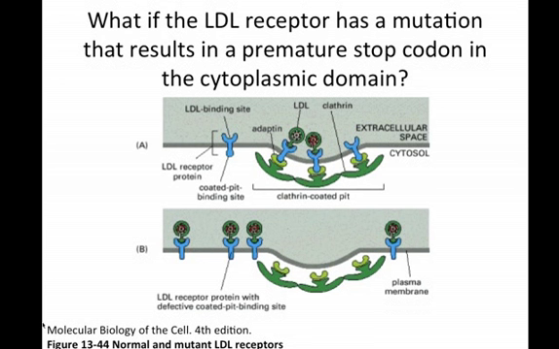So I just had a question about what I mean by a stop codon in the cytoplasmic domain. This is your extracellular domain, and here's your cytoplasmic domain, your cytoplasmic tail. There would be a premature stop codon, so this bottom part wouldn't be there.